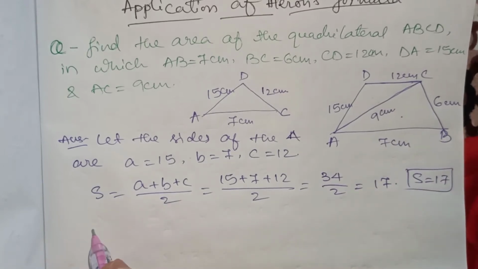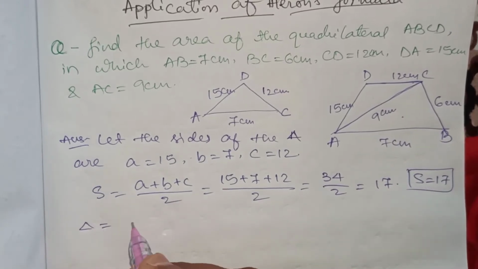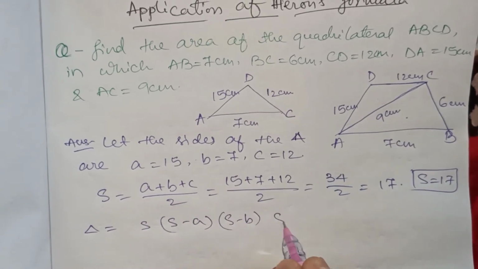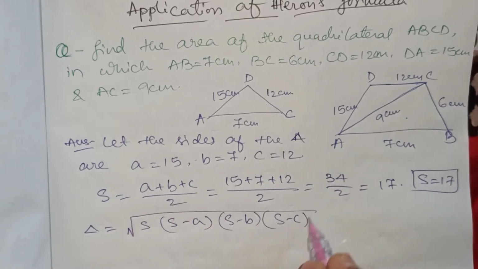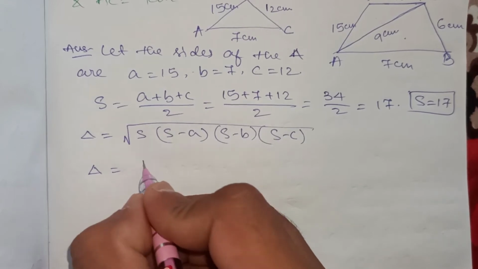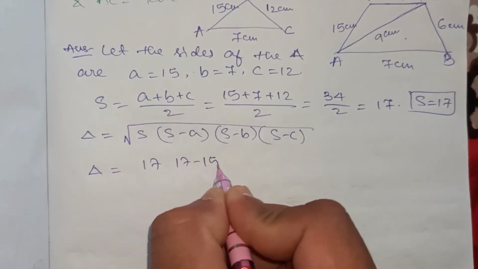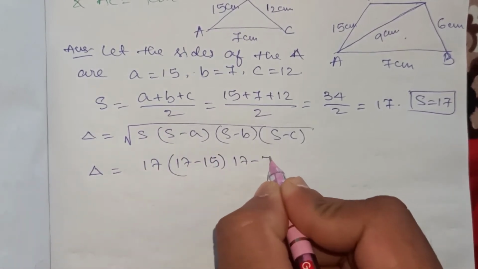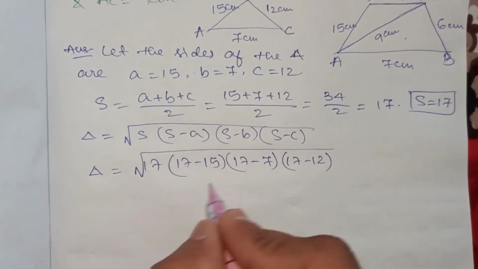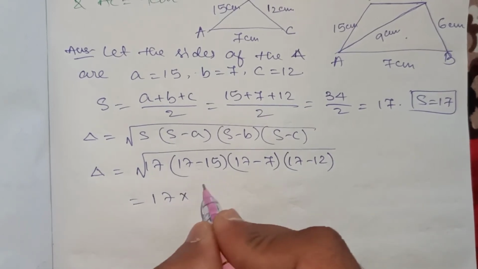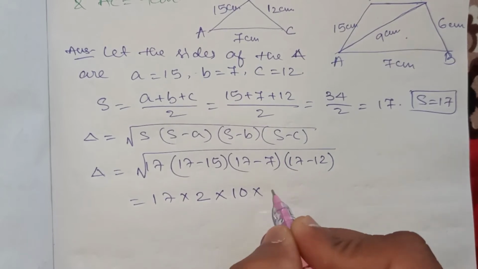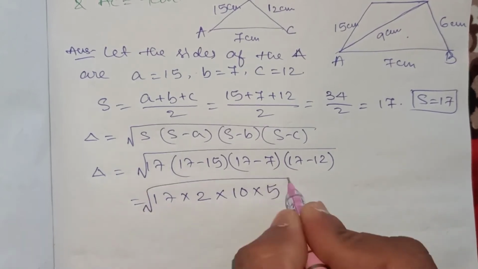Now we can use Heron's formula, that is area equals square root of S into S minus A, S minus B, S minus C. Now we will substitute the values. Area equals square root of 17 into 17 minus 15, 17 minus 7 and 17 minus 12. Now open the bracket: 17 into 2, into 10, into 5, under the square root.